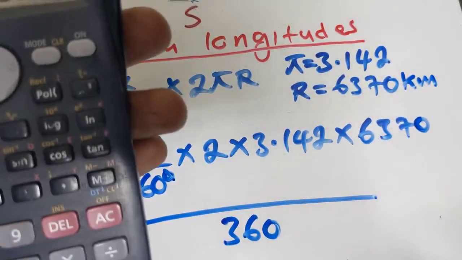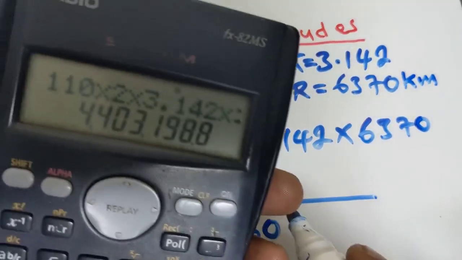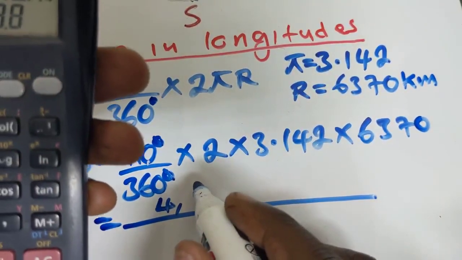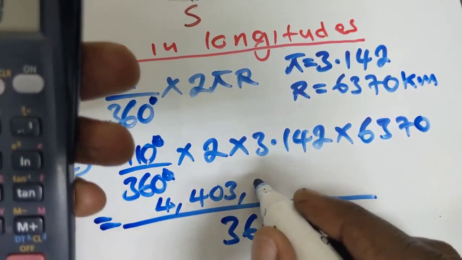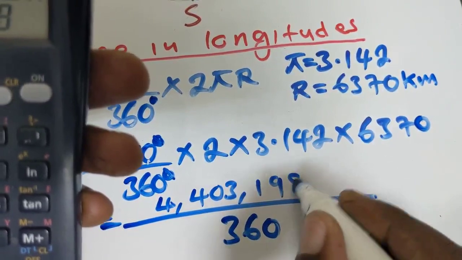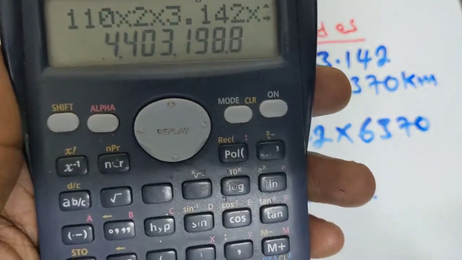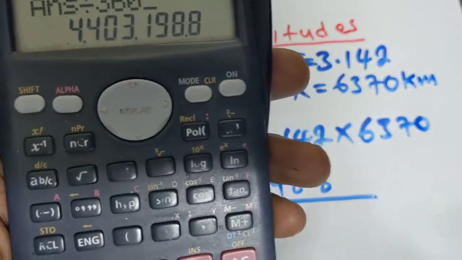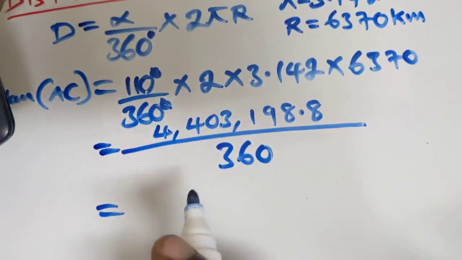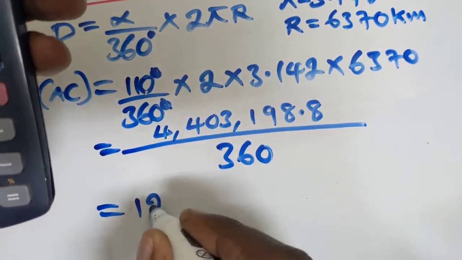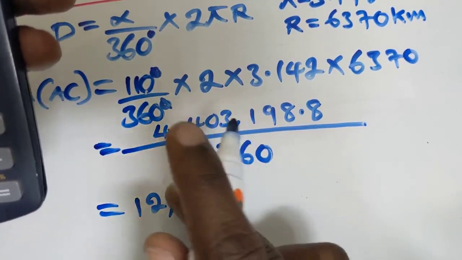So you know that it will be 4,000. So this is the answer. Let me just write it: 4,403 198.8, like that. Then from there you now divide this same answer by 360. As simple as that. So that is the answer there. Now you just copy it. That is 12.